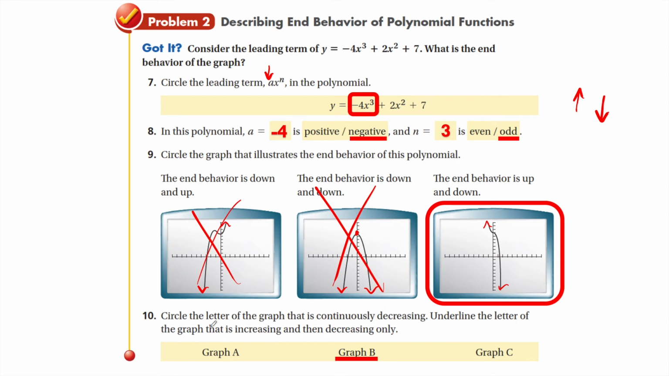Now we have to circle the letter of the graph that is continuously decreasing. In other words, there is no turning point. The very first one shows at least 2 turning points. The only one that doesn't really show a turning point is that third and final graph, graph C. So I'm going to circle that one as well. And you can kind of see it almost looks like it wants to change direction, but it actually fully doesn't. It just kind of slows down a little bit and then starts shooting more and more negative. Great job.